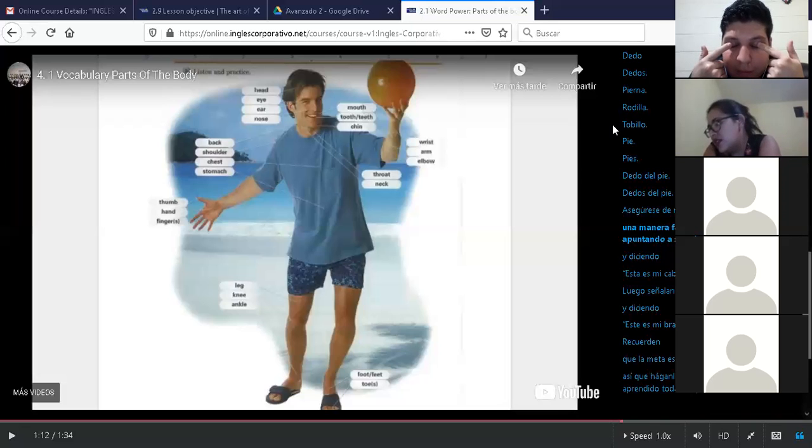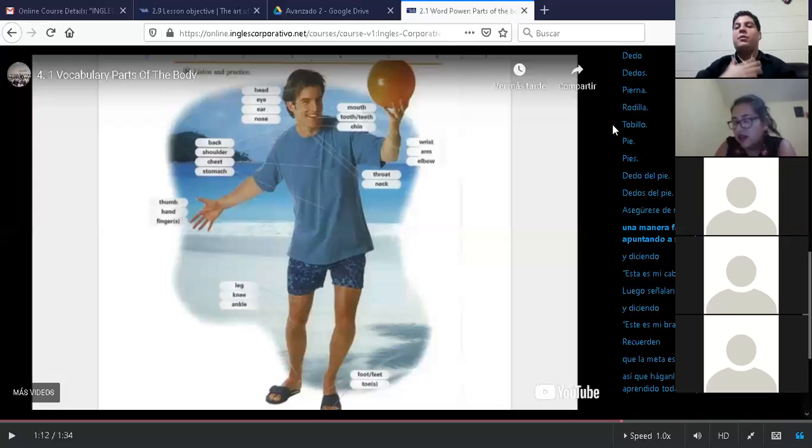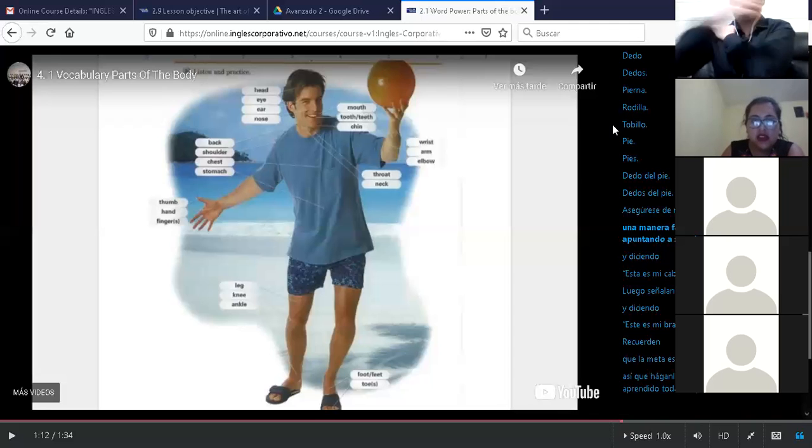They are eyelids. Eyelids. Here, eyelashes. Eyelashes. Correct. Very good. Here, chest. Chest. Shoulders. Shoulders. Arm. This is going to be the whole arm. This? Elbow. Elbow. Correct.